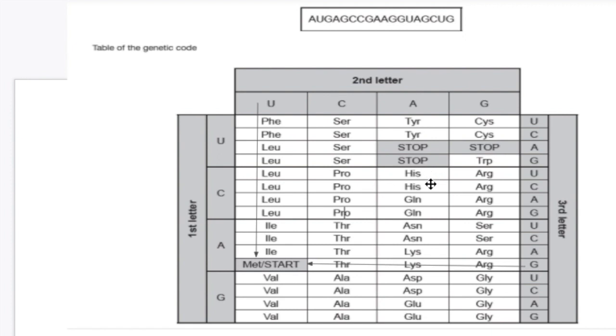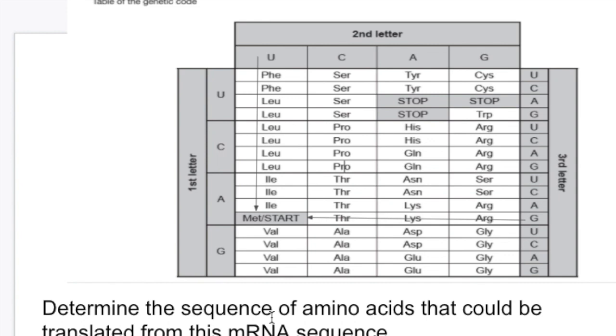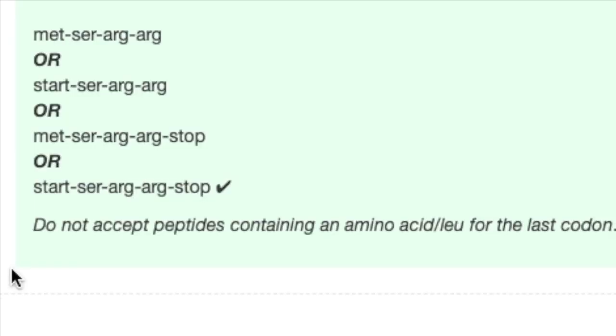So with that in mind, I would like you to now share the answer for this question, which is to determine the sequence of amino acids that could be translated from this messenger RNA sequence. And this is the messenger RNA sequence, and this is the table to use. Now the answer for this question is start, SER, ARG, ARG, and stop. That is the answer we're searching for.